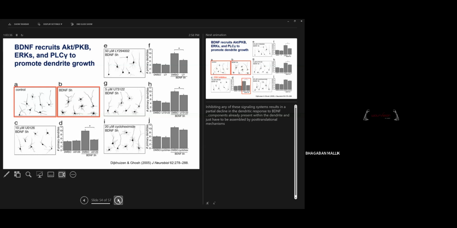Cycloheximide actually inhibits the translation of the protein. So in that case, you do not see such an effect like the other inhibitors for AKT or PKB or ERK or PLC gamma. Okay. So just 1 or 2 slides. So here showing AKT inhibition, showing PLC inhibition, then protein synthesis, the ERK inhibition. So these are the effectors for the BDNF.